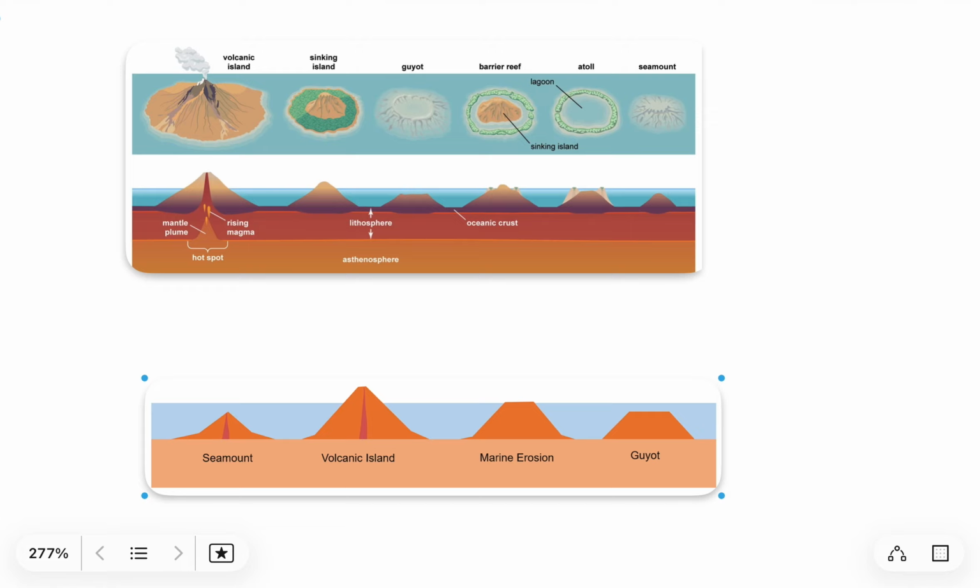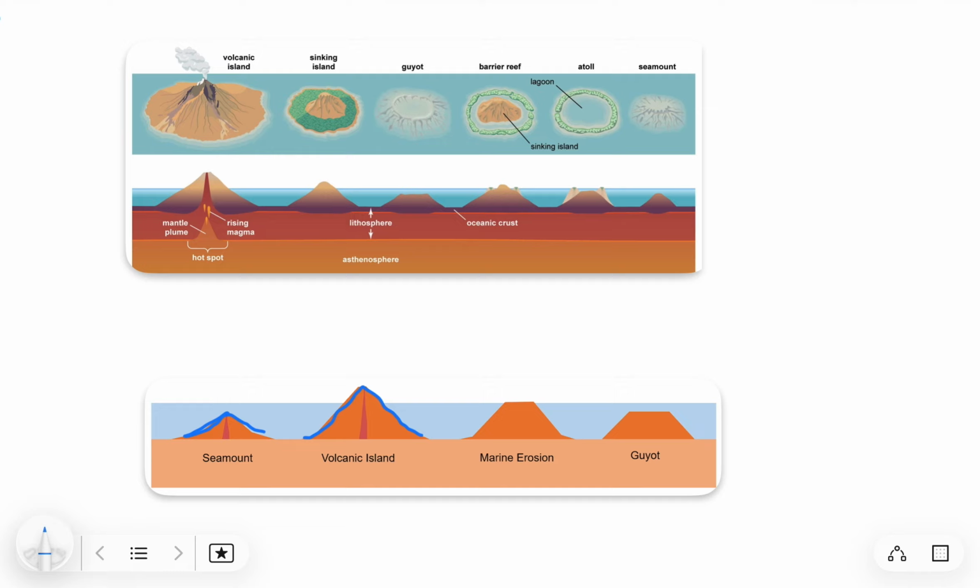Pointed summits from the seafloor that do not reach the surface and are volcanic in origin are known as seamounts. If these rise over a period of time, it will lead to the formation of a volcanic island that is above the sea surface.